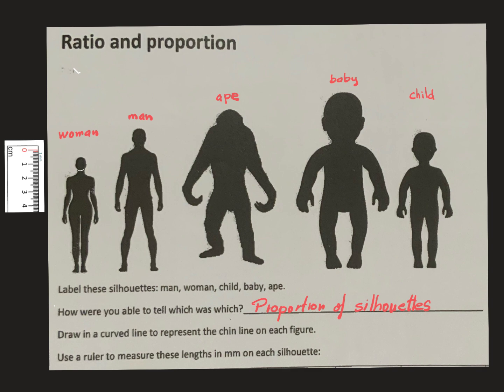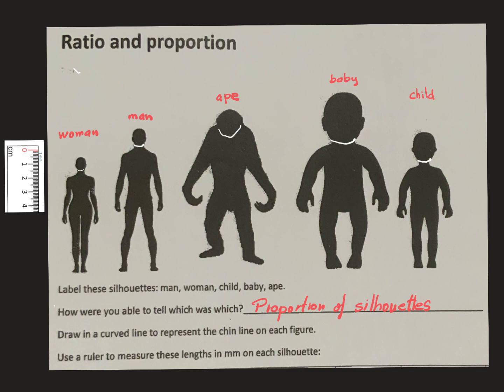proportions are also different. Now, we're told here to draw a curved line to represent the chin line of each figure. So I've already done that one for the woman, and you have to probably guess more or less where the chin is. The ape is a little bit harder because it's hard to tell where the chin is. The baby, I'll just continue with this, and the child in here.